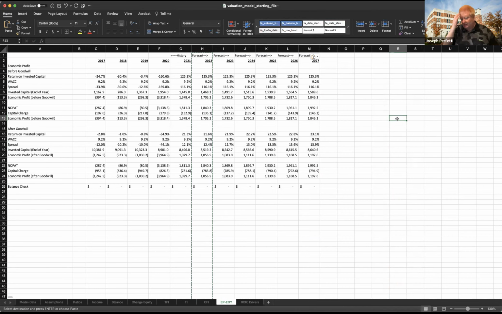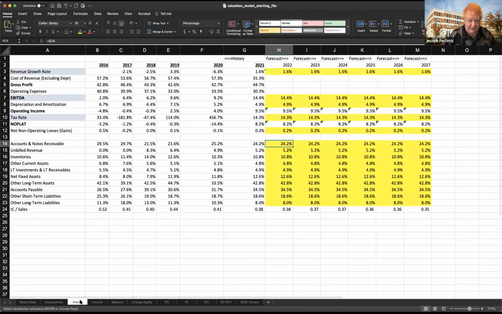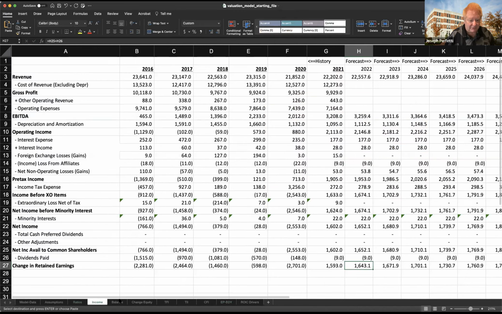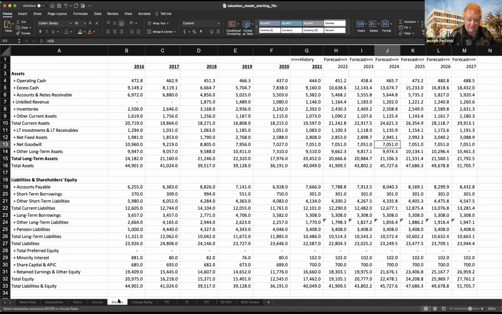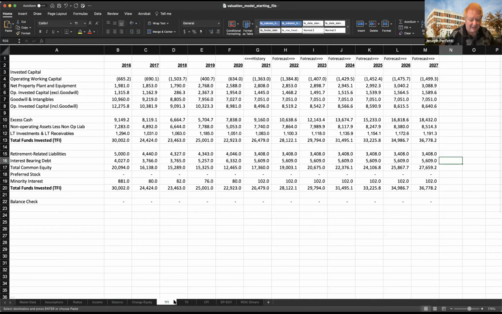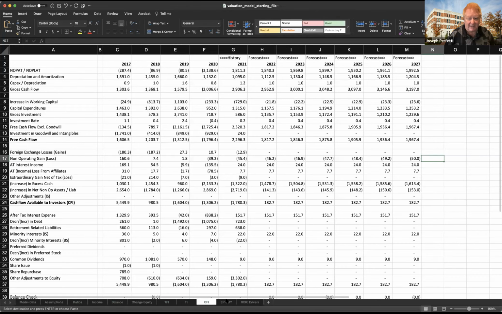Okay. So in a little less than an hour, we have created 6 years worth of income statement ratios and balance sheet ratios, which have created 6 years worth of income statements and balance sheets, which have created 6 years worth of economic statements of TFI, TII, CFI, and economic profit.